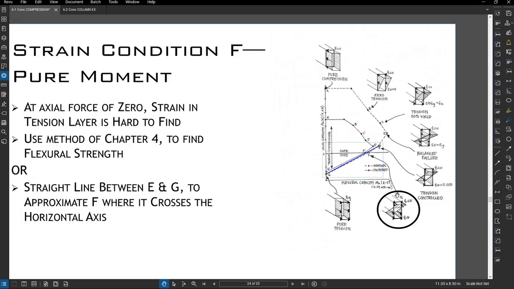Basically, in this case, we have no axial capacity. It's all flexural capacity. So the sum of forces would equal 0 in this case. Sum of moments would not equal 0.